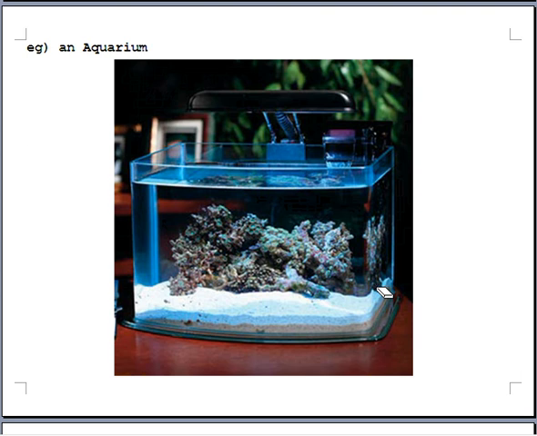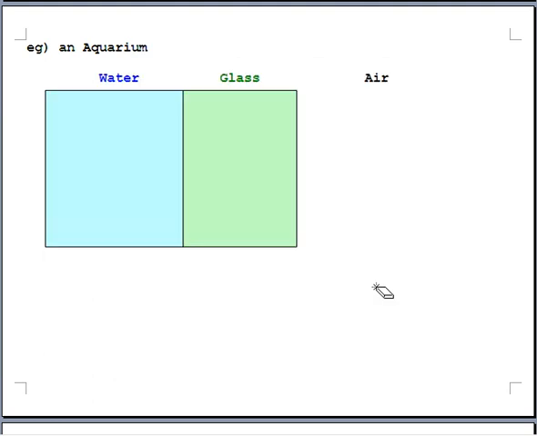Let's go to an aquarium. This is also a double boundary question, but this time there's 3 different substances instead of only 2. So let's say that you are out here and you're looking into the aquarium seeing a fish. The light is going to bounce off the fish, travel through the water. It's going to hit a boundary right here. The light's going to bend. It'll travel through the glass. It's going to hit another boundary and bend, and then travel through the air towards your eye.